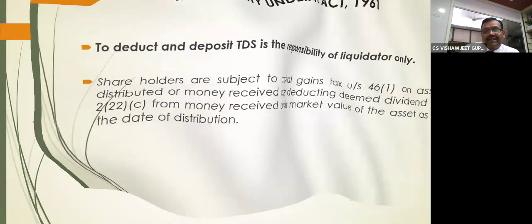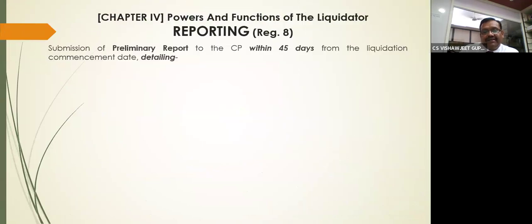Now, reporting, this is very important. Regulation 8 says submission of a preliminary report to the corporate person. Now, this preliminary report is required to be submitted to the corporate person, not to ROC, not to IBBI, within 45 days from the liquidation commencement date. Detailing, what you will have to detail is the capital structure of the CP.